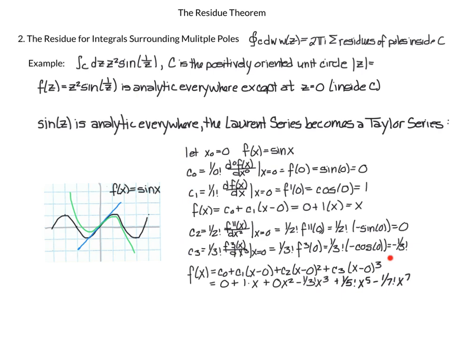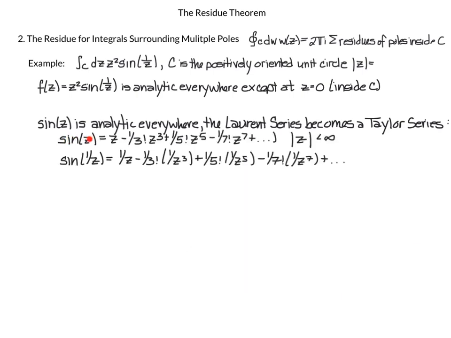I kept it here for your reference, but we'll skip down to where we say f of x is equal to x minus 1 over 3 factorial x cubed, and the next term would be plus 1 over 5 factorial x to the 5th, and then minus 1 over 7 factorial x to the 7th. I have written my Taylor series expansion, also my Laurent series expansion of sine of z here.